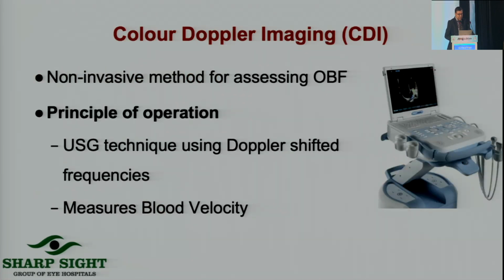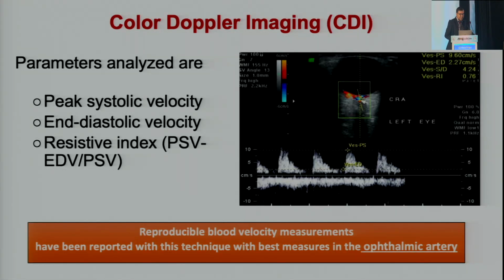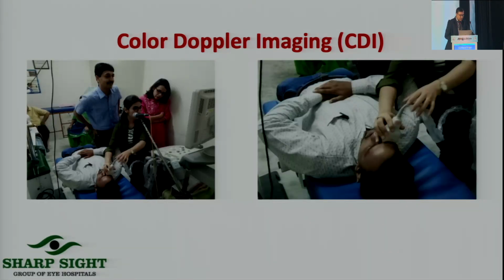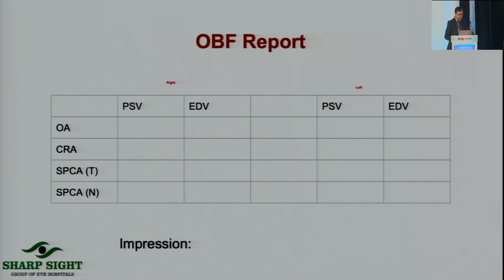First, talking about color Doppler imaging, we all know it's a non-invasive method. We measure the ophthalmic artery, central retinal artery, and the short posterior ciliary arteries. We measure parameters like peak systolic velocity, end diastolic velocity, and resistive index. That is how the radiologist does the color Doppler imaging. Basically, it's my learning over the last 8 years. I have done it for almost all types of patients, trying to get some normative data, some baseline. This is the report that we give to the patient.